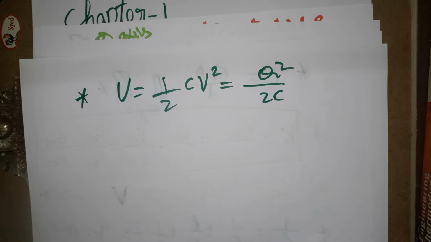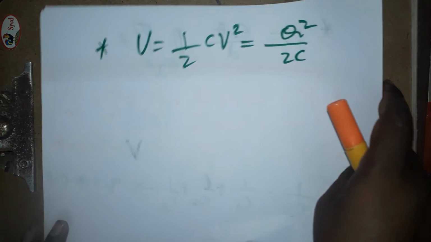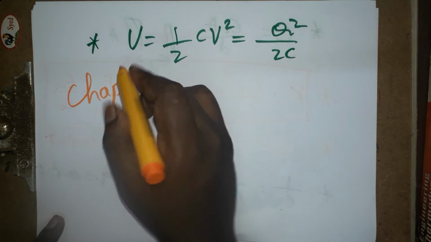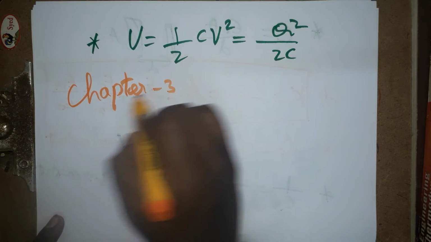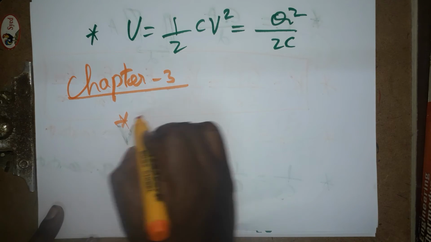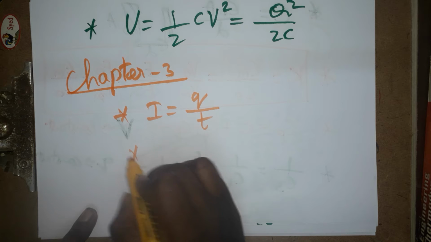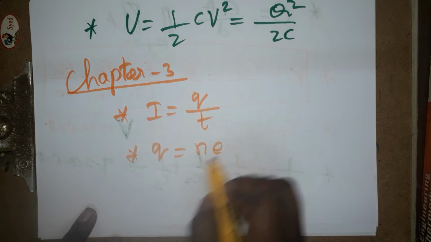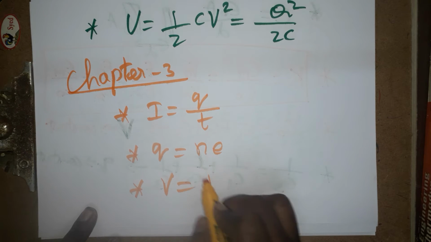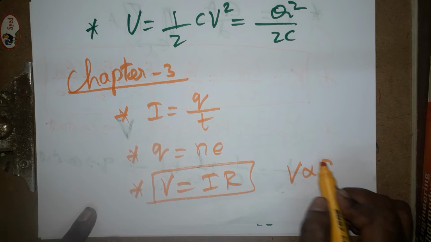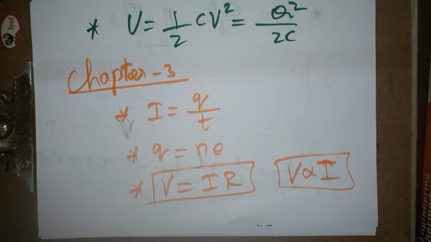Okay, the next one, chapter 3. I'm going to start with chapter 3. It's going to be current electricity. It's a very important chapter. Current is equal to charge per unit time. Otherwise charge is equal to Ne. According to Ohm's law, V is equal to IR. Voltage is directly proportional to the current.